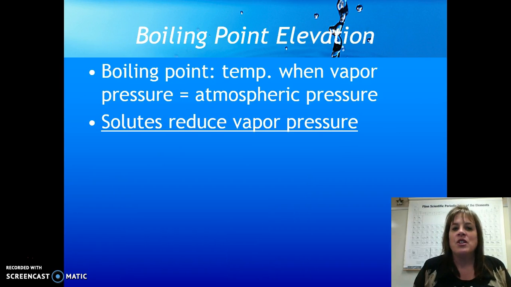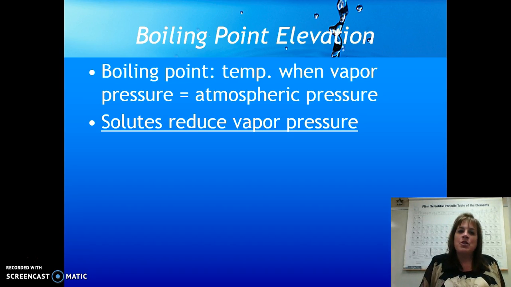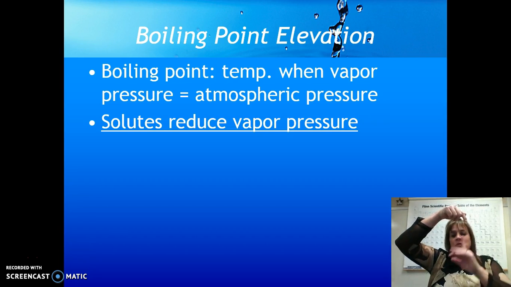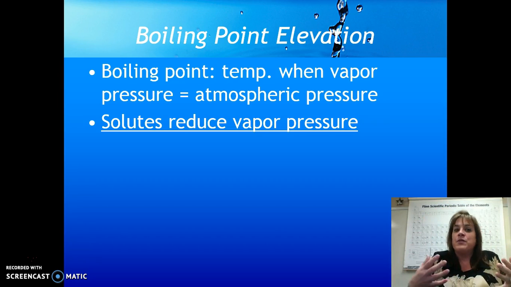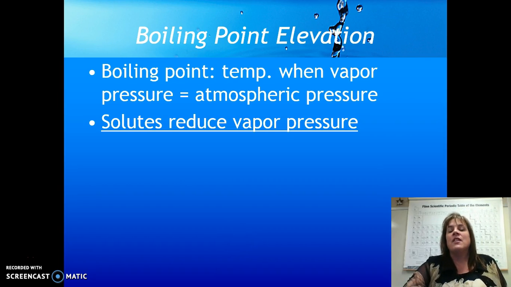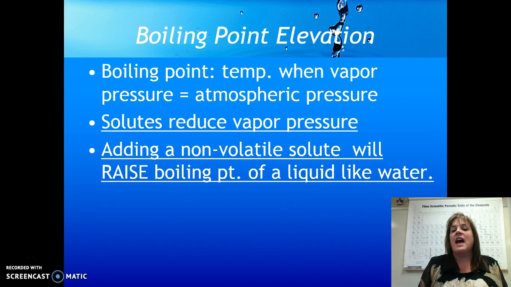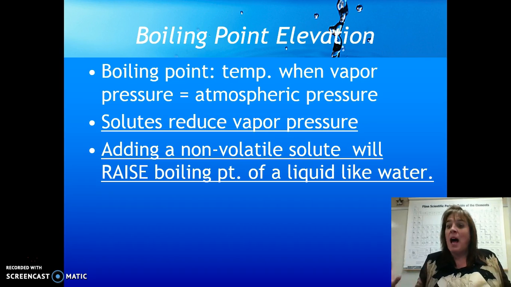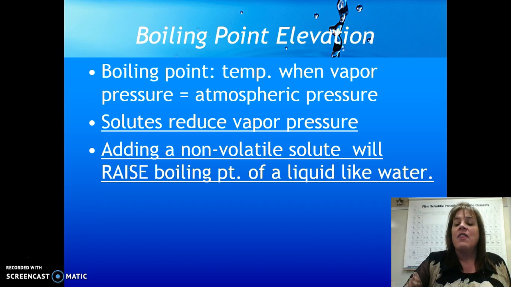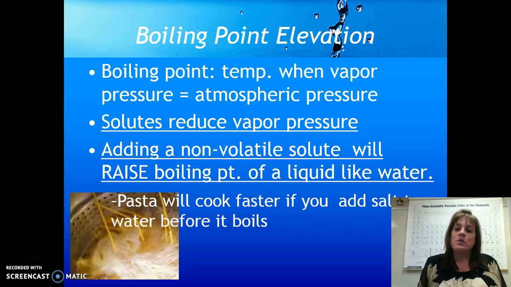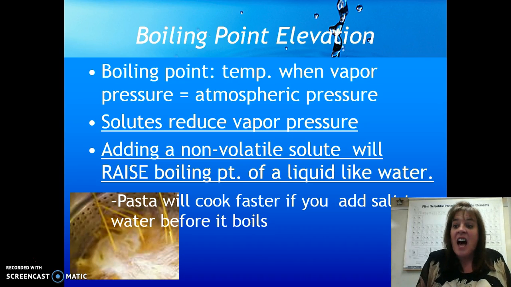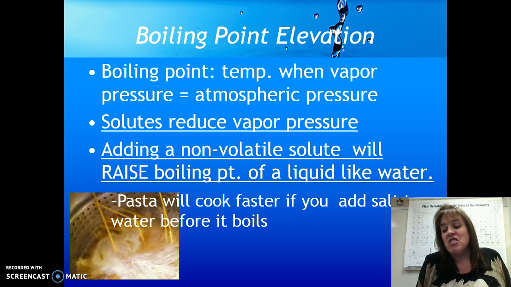The last one is boiling point elevation. Boiling point is the temperature at which the vapor pressure equals the atmospheric pressure. Vapor pressure is the pressure in the liquid, and atmospheric pressure is the pressure pushing down from the atmosphere. So if solutes reduce vapor pressure, that means the temperature has to be even higher to get to the atmospheric pressure. So if we add a non-volatile solute, it raises the boiling point of a liquid like water. The temperature has to be hotter in order for that solvent to boil. In fact, one of the reasons why you add salt to water when you cook pasta is it makes it cook faster, because the water temperature is hotter when the water boils. And if it's hotter, it's going to cook faster.